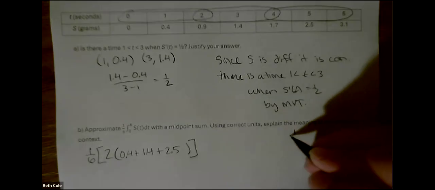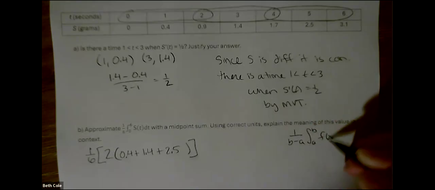And unlike the multiple choice, you don't have to do anything to that. Please don't. Please leave it alone. So that is our approximation. Using correct units, explain what it means. Because there is a 1/6 out front, that makes it an average. Remember your average value, I'll just write this off to the side, 1 over b minus a, integral a to b, f of x dx. That fraction out front is what makes it an average value.